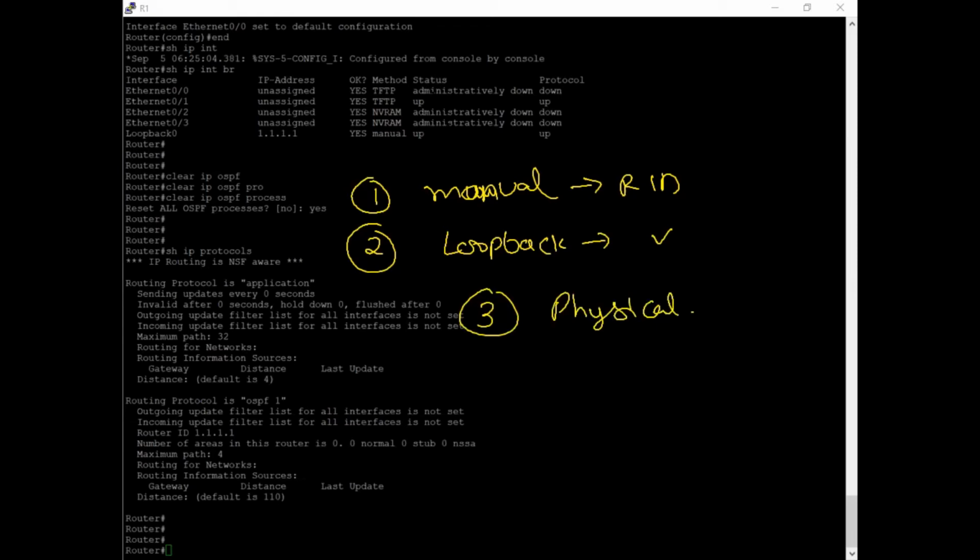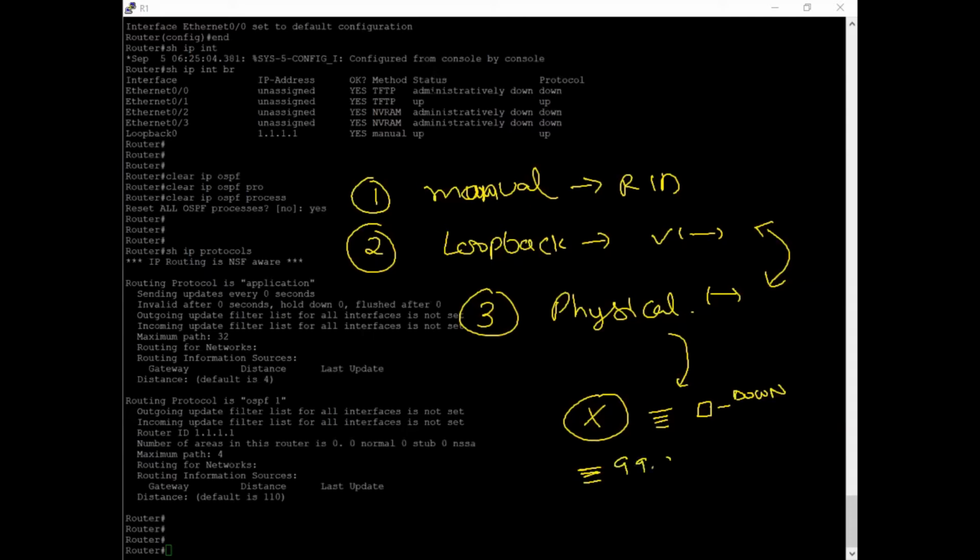And when I am saying that, okay, why loopback, why not physical? The answer is, now you will be able to understand that sometimes when your router is booting up, your physical interface can be down. And if it is down, your RID will get changed for sure. If the order is vice versa, your RID could be changed. But when your router is coming up, your loopback cannot be down.